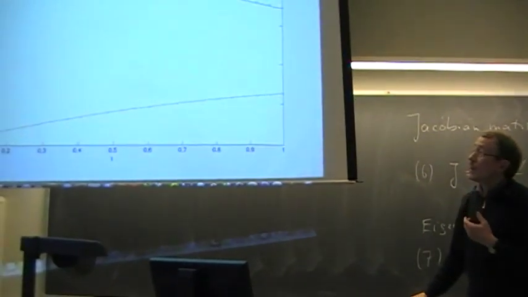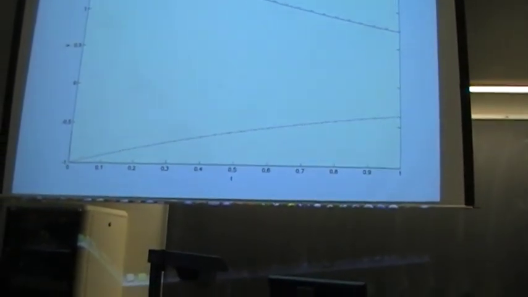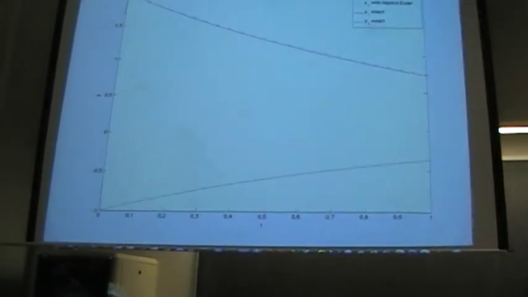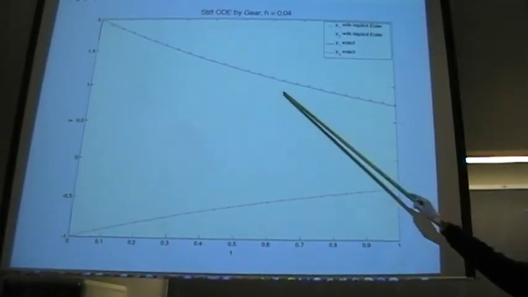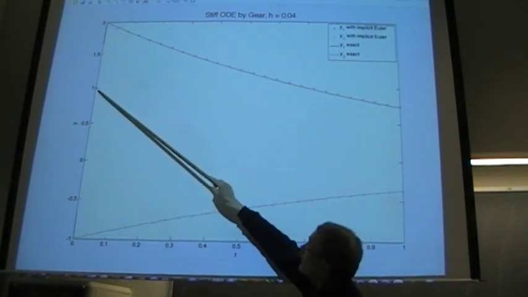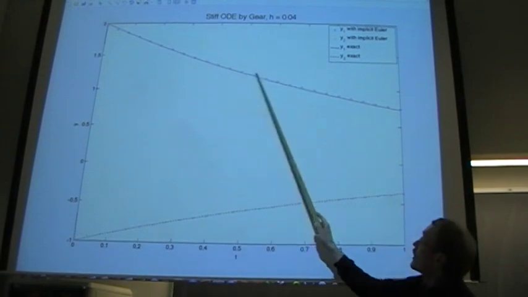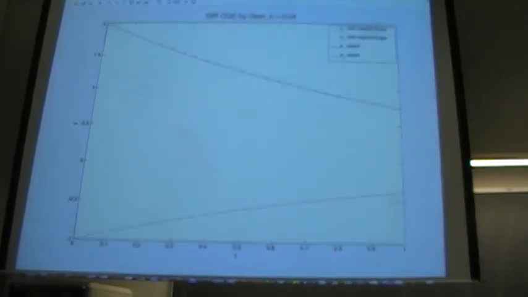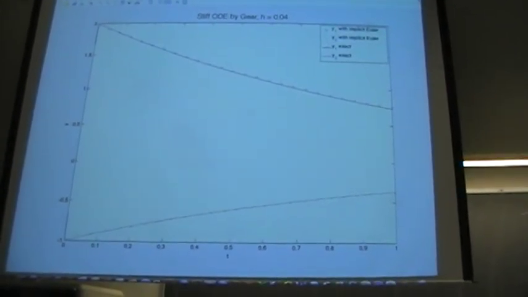So first, we don't care about the numerical solution. We just look at the red lines, the exact solution of the ODE system. The upper curve here is the y1. That is starting from 1 and going very quickly up. And then it is following, essentially here, the line 2 times e to the minus t. So that is following this curve. So this vanishes very quickly.